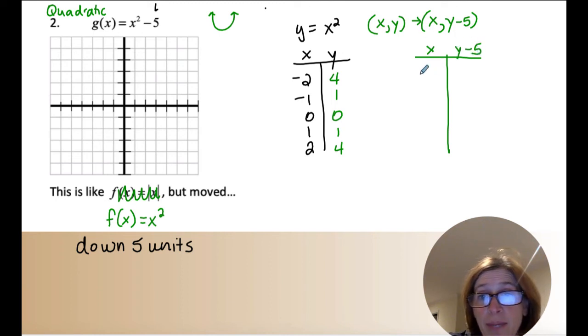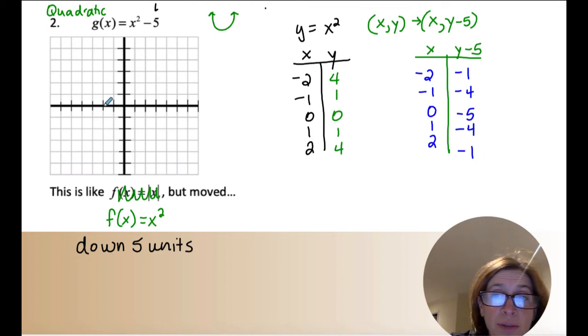That's going to give me -2, -1, 0, 1, and 2, and it's going to give me -1, -4, -5, -4, and -1. So let's see what we've got going on there. So -2, -1, -1, -4. So 1, 2, 3, 4. 0, -5, 1, -4, and 2. Oh, it was -1. So it was -2, -1, and 2, -1. So let me erase that.